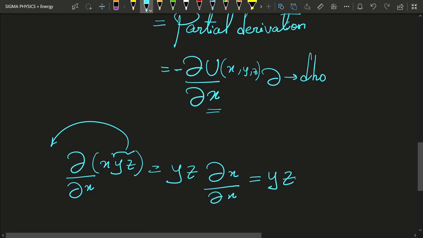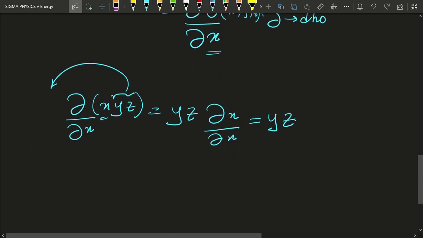So you take the derivative of only a function of x with respect to x and treat all other variables as constants. And hence, if you have, let's say, ∂y/∂x, that is the partial derivative of y with respect to x, that would be 0, because y here is a constant with respect to x.